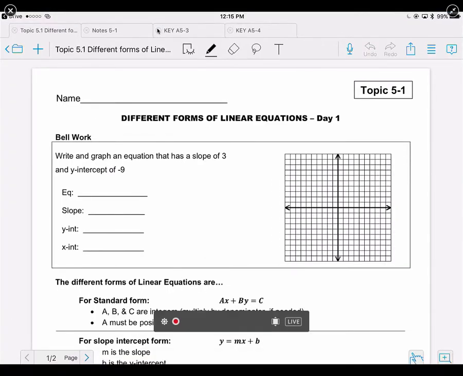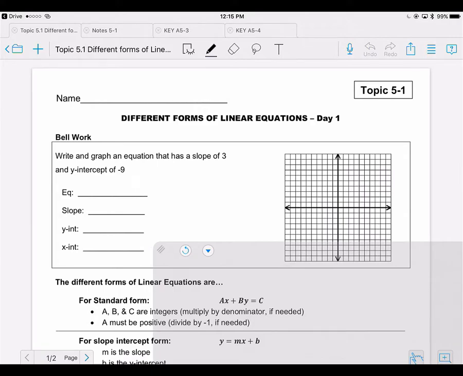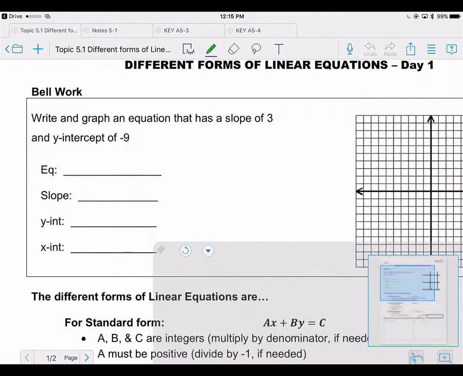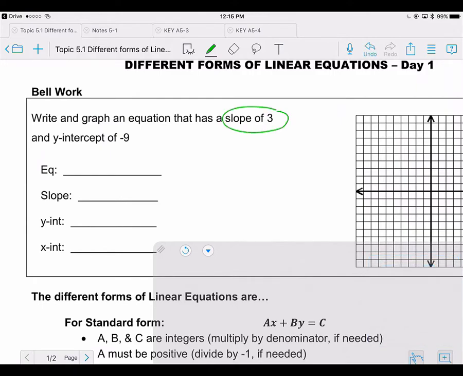This video is for topic 5.1 over different forms of linear equations, day 1. So the bell work for today asks us to write and graph an equation that has a slope of 3 and a y-intercept of -9. So that slope of 3 is given to us. Y-intercept of -9 can be written as a number or as a point.